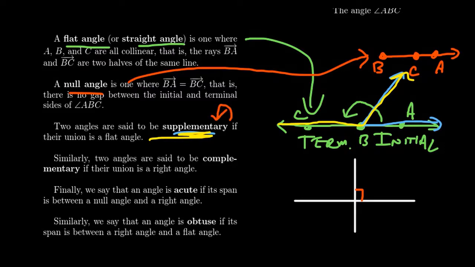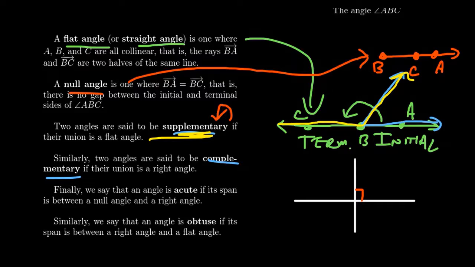So right angles are self-supplementary. A right angle is half of a flat angle. Okay. And so once you have the idea of a right angle, we can talk about the idea of a complementary angle. Complementary angles are those pairs of angles whose union together forms a right angle.